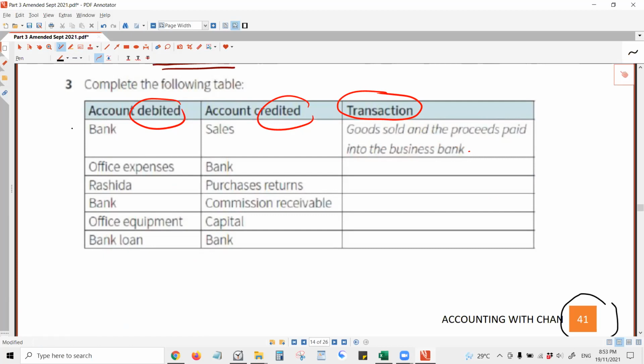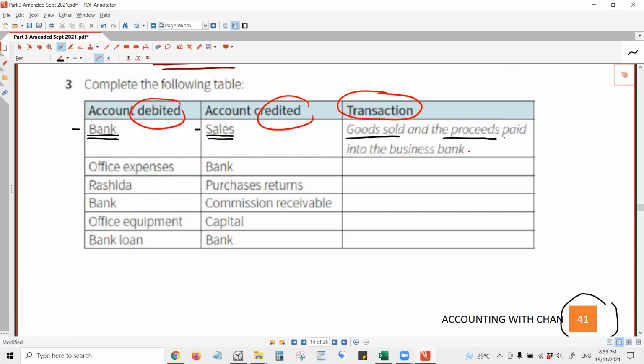We see the first one. They debit bank, credit sales. So you have to recall, you have to think backwards. These double entries, when would you do it? When you sell goods. When you credit sales, it means you sell goods. And how do you sell goods? By receiving check immediately. So that's why they debited bank and credited sales. So this is the answer given by them.